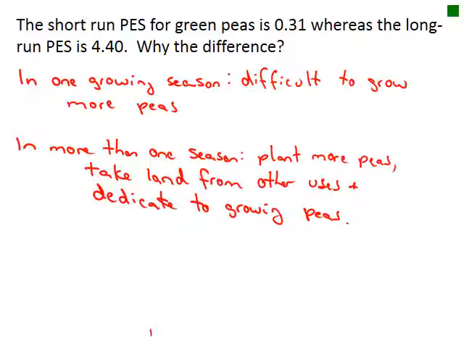In more than one season, you can plant more peas. You could take land from other uses and dedicate it to growing peas. You could buy more land, you could hire more workers, all sorts of things. So you can see in the long run, especially for agriculture, there's a huge difference between one growing season and more than one growing season.